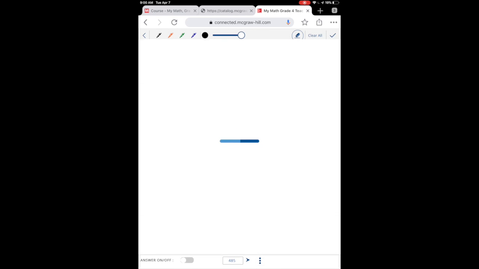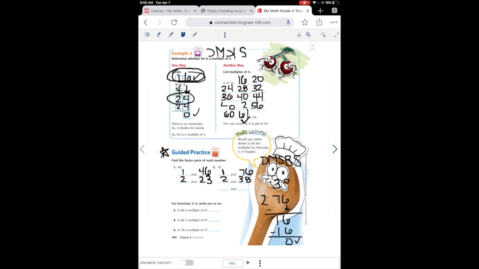Let's see if I can use this eraser. It does not like me when I try to erase. Oh no! It does not like it when I try to erase, friends. That's okay. We'll just go back to our pen. We'll just have to squish it all in together.